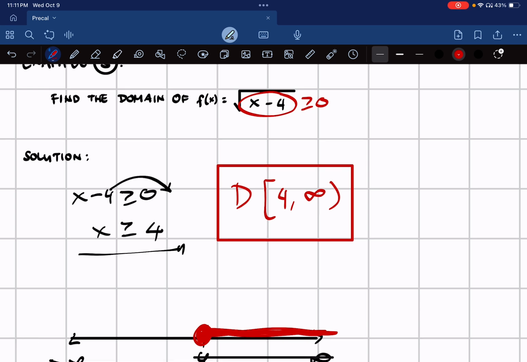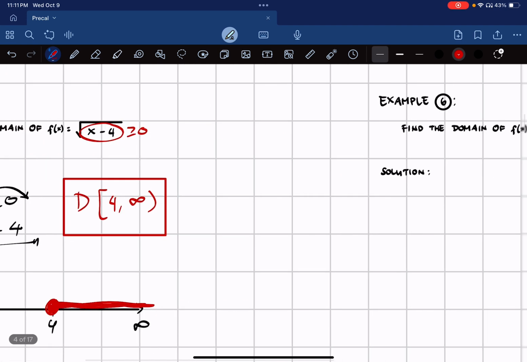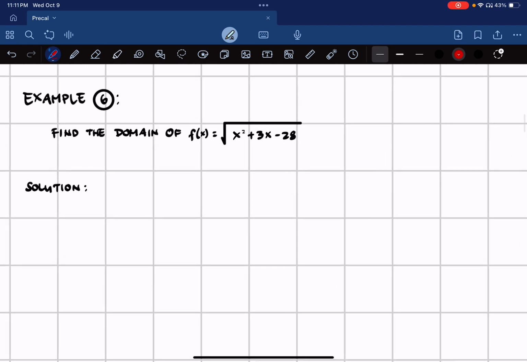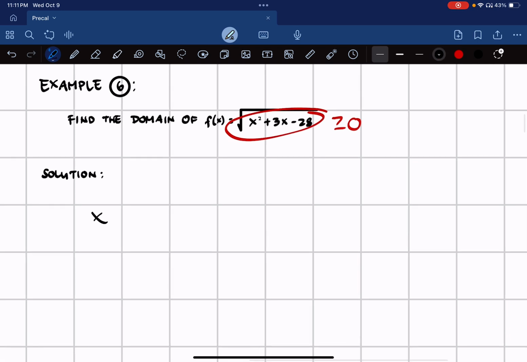Okay na ba? And we'll proceed to example 6. Again, square root of a function. Now, for this example, what we consider is the expression inside the square root must be greater than or equal to 0. So, x squared plus 3x minus 28 is greater than or equal to 0.